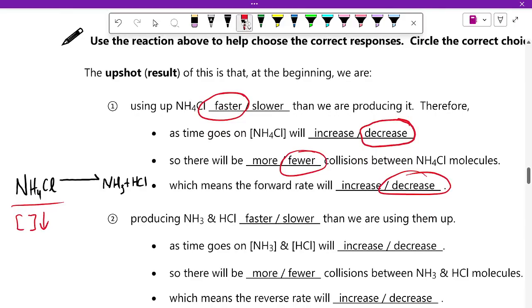Could you guys please do the same process for the NH3 and HCl? Can you do that one on your own, do you think? Okay, give that a go. Once you've got it filled in, check with your neighbors, see if they got the same as you did.